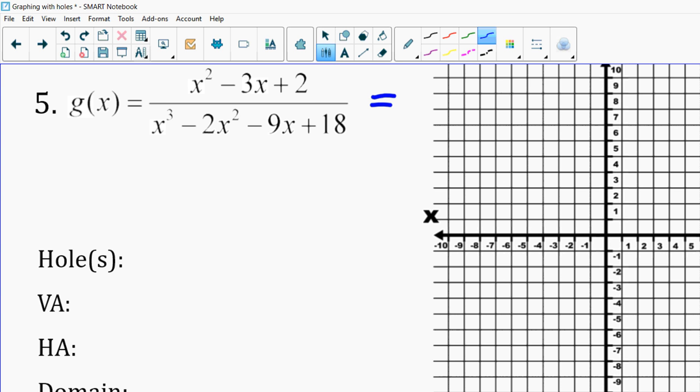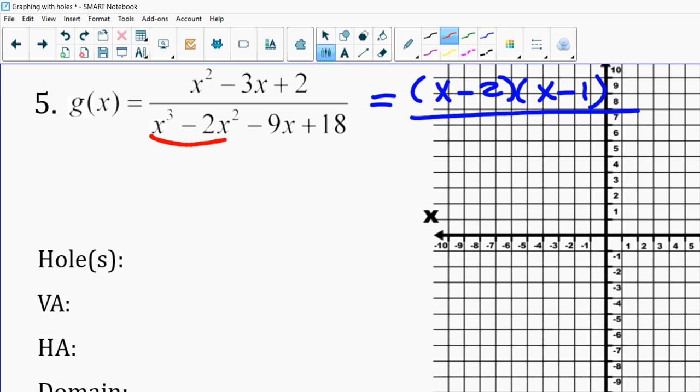Will that numerator factor? How? x minus 2 times x minus 1? Look at the denominator. How many terms do you see? 4. There's a word that we use to factor four terms. It starts with a G and ends with grouping. Grouping, okay.